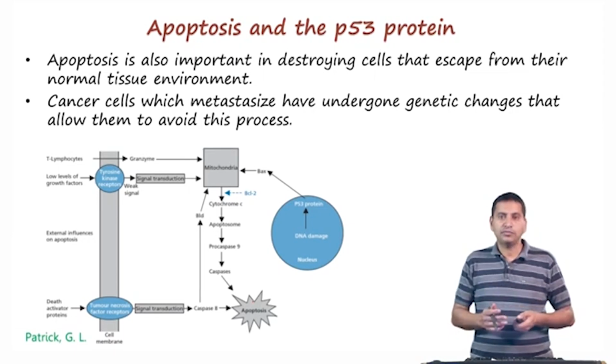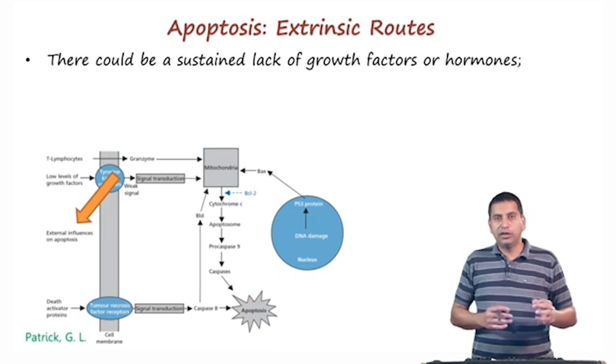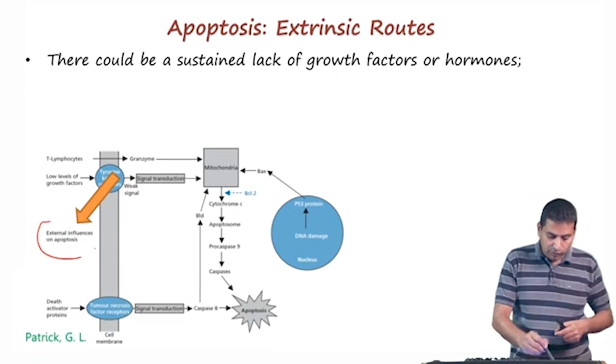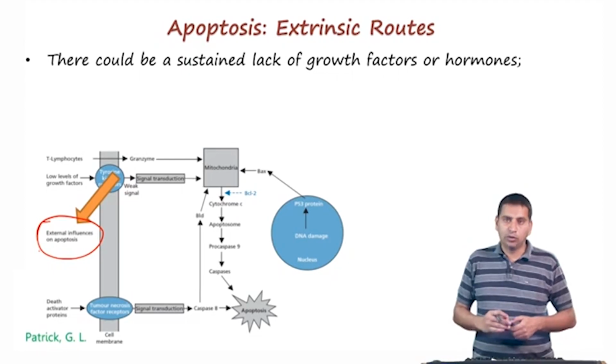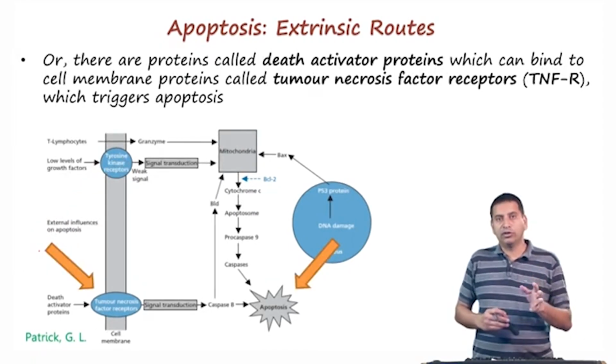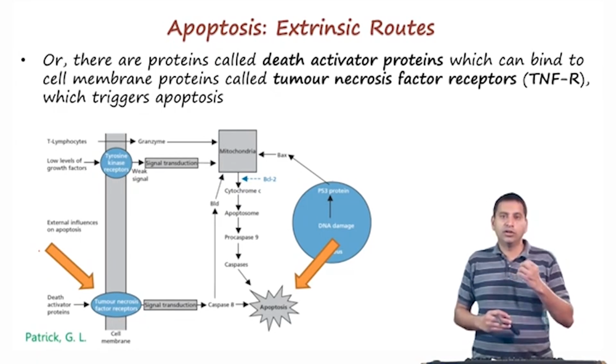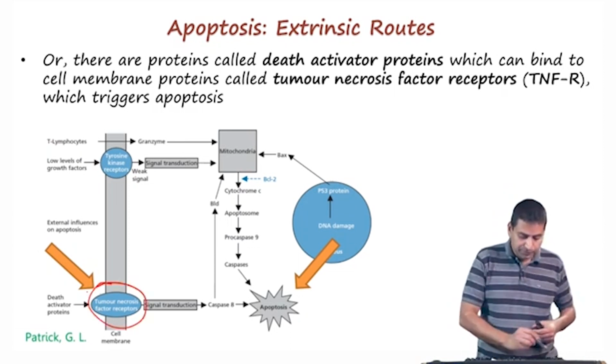this process. Okay. So, this could be a sustained lack of growth factors or hormones. So, you have these external influences that can clearly influence the growth, okay, and so by having this lack of growth factors, one could induce apoptosis. Or there are proteins known as death activator proteins, which can bind to the cell membrane receptors called tumor necrosis factor receptors, or TNFR.